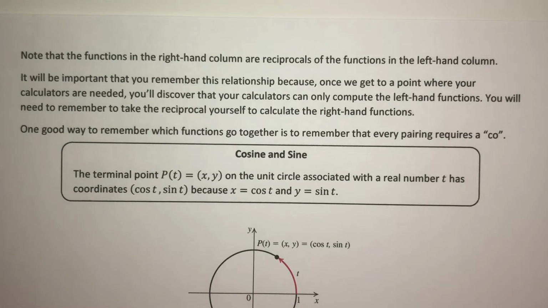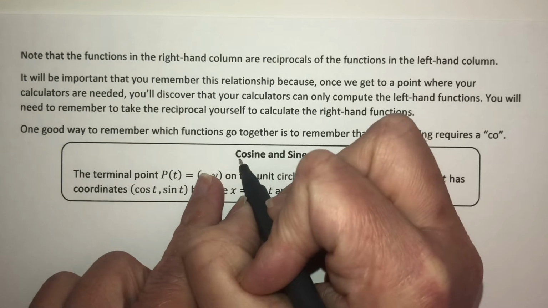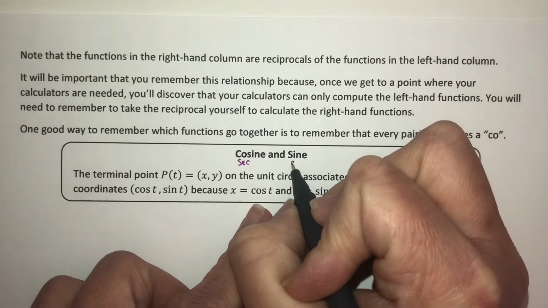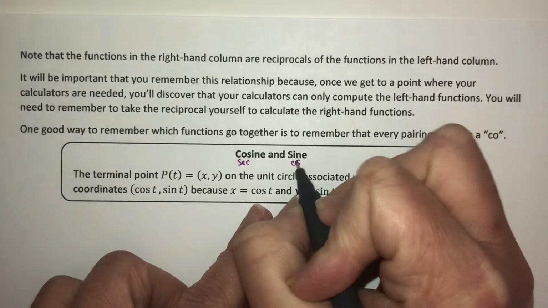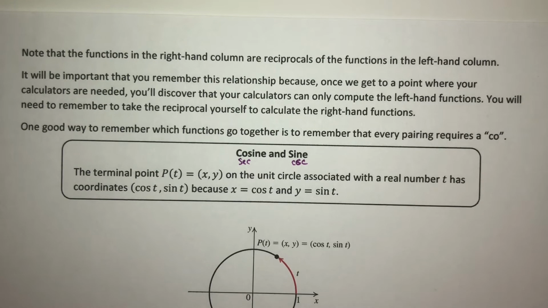One good way to remember how the two pair up, which ones are reciprocals of each other, is simply that each one requires a co. So cosine already has the co, so it's the one that goes with secant. Sine needs a co, that's cosecant, CSC. And then tangent and cotangent, those are the ones that are easiest to pair together. Okay, we're going to be coming back to all of that.